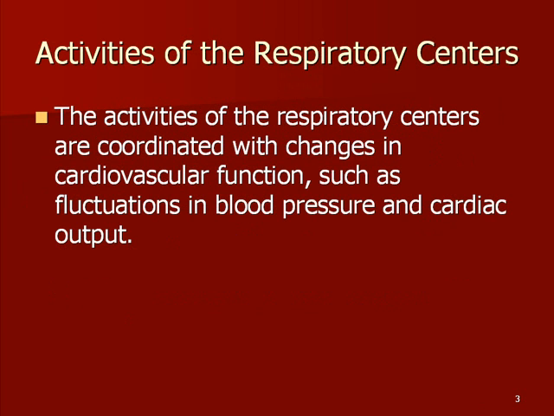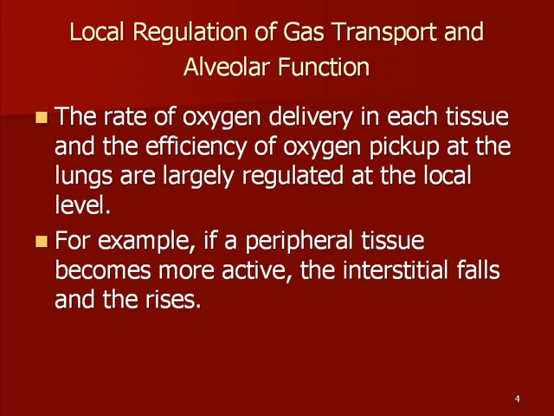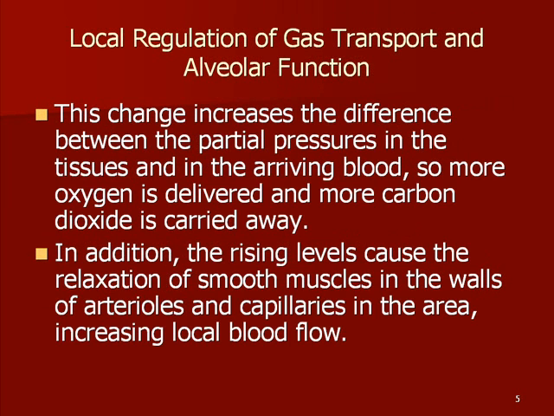The activities of the respiratory centers are coordinated with changes in cardiovascular function, such as fluctuations in blood pressure and cardiac output. The rate of oxygen delivery in each tissue and the efficiency of oxygen pickup at the lungs are largely regulated at the local level. For example, if peripheral tissue becomes more active, the interstitial levels of oxygen will fall and the CO2 levels will rise. This change increases the difference between the partial pressures in the tissue and the arriving blood, so more oxygen is delivered and more carbon dioxide is carried away.